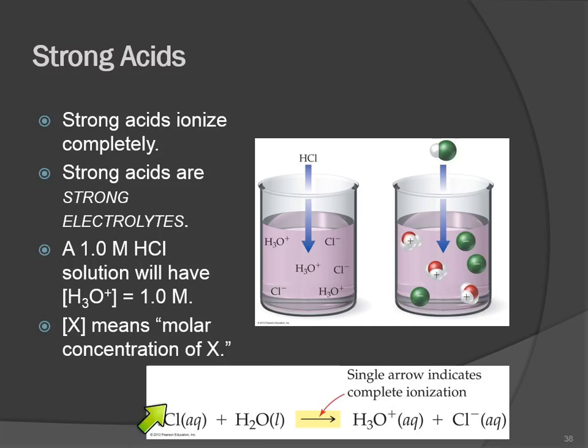For every 1 mole of HCl, you produce 1 mole of hydronium ions. This is a single arrow. It goes completely. It's not an equilibrium. It doesn't go back and forth. Any questions?